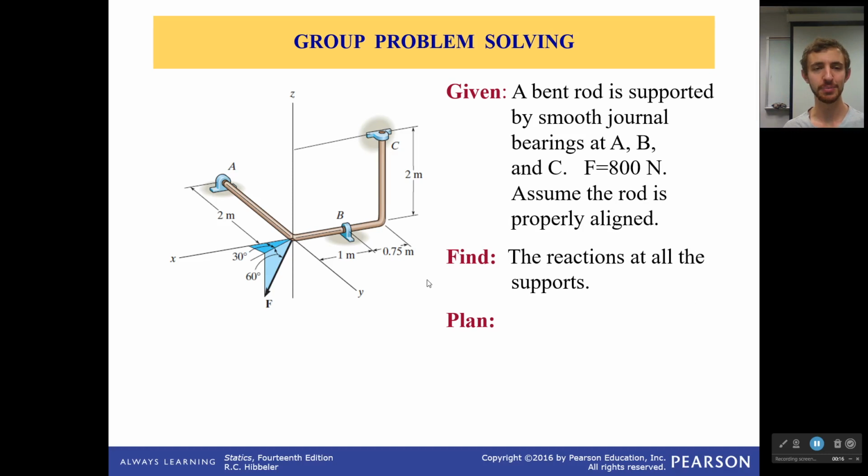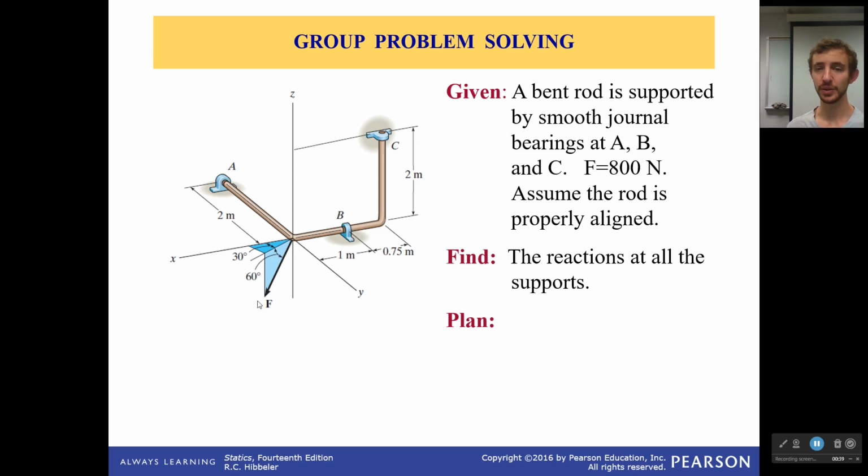So what do we have? Well, we have a bent rod. Why do we have this bent rod? I don't know, we do. And it's supported by smooth journal bearings. Why are they smooth? It means that they can't resist a force in the linear direction, the direction that goes through the journal bearing. It also doesn't resist a moment, at least around the journal bearing. It can twist if you want it to. Obviously, this thing is so twisted it can't twist anymore.